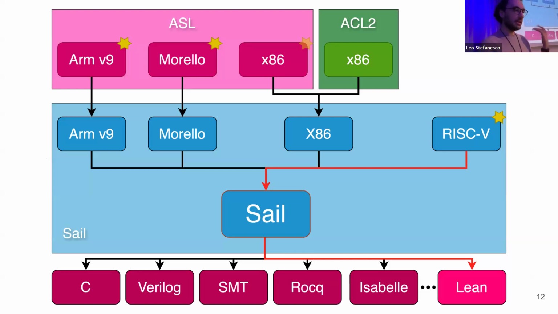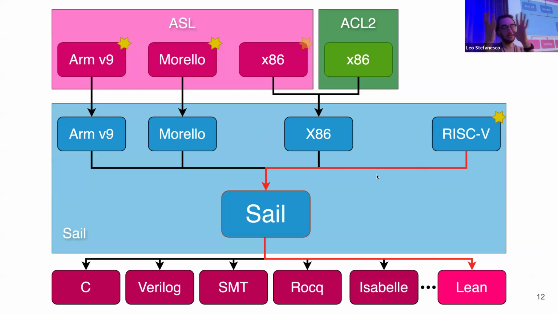Many specifications, as I said, are written using ASL, the ARM specification language. But there is a translator from ASL to Sail, so that we have the ARM v9 specification, Sail Morello, which is an extension of ARM, the x86 specification, as well as some specifications native to Sail, such as RISC-V. And here the stars denote the official specification. So this way, everything flows into Sail.